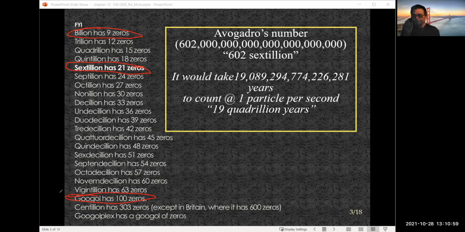To give you an idea as to how big this number is, if you were to count 1, 2, 3, 4, 5, one unit per second, at that rate, it would take you 19 quadrillion years to count from 1 to 6.02 times 10 to the 23rd. That's how big that is. That is counting at a rate of 1 per second.